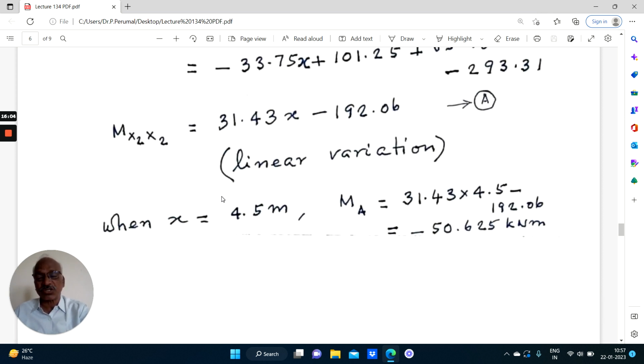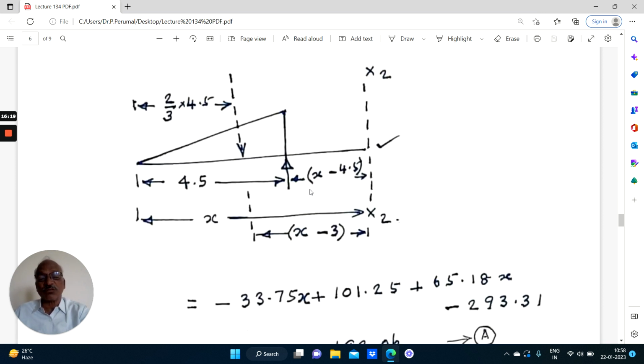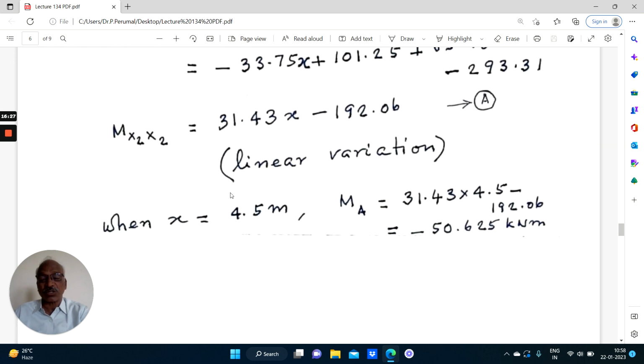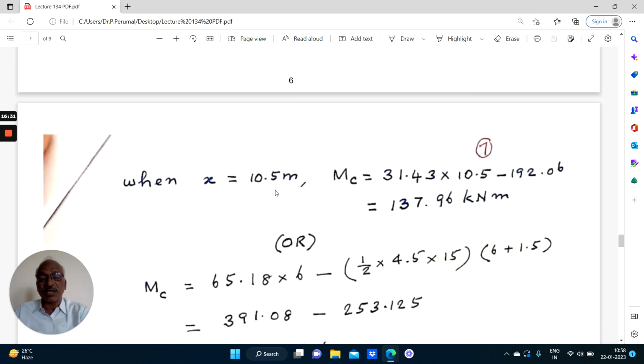So when x equals 0, what is the value? X equals 4.5, because you have taken x from here. We are going to calculate the value at A and the other point C. When x equals 4.5, you are at the point A. When x equals 4.5 plus 6, you are at the center. So for x equal to 4.5, you find out the value. For x equal to 10.5, you find out the value.